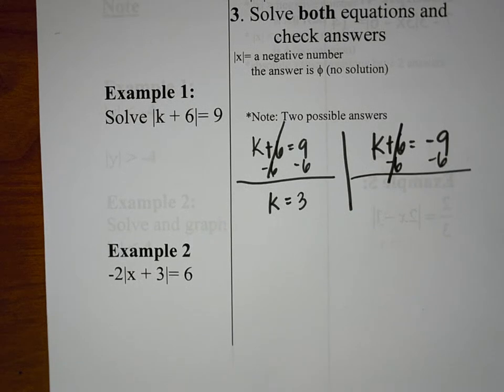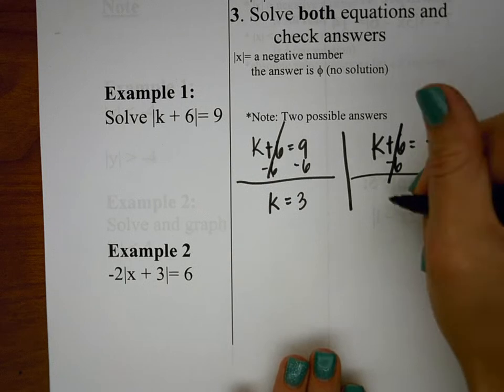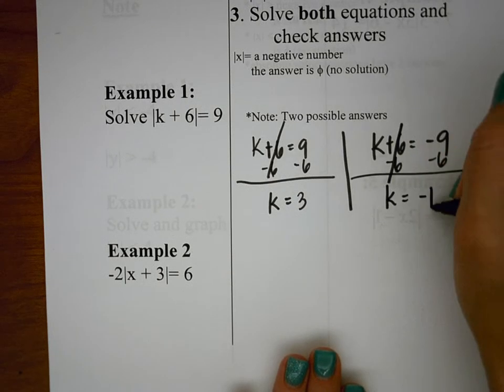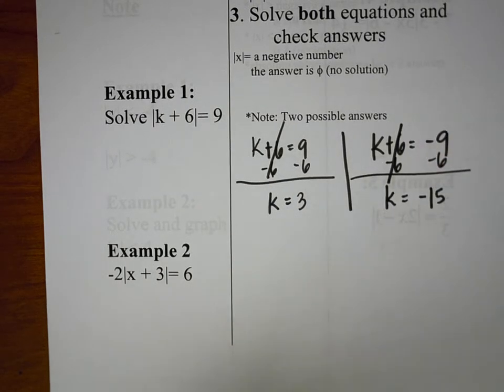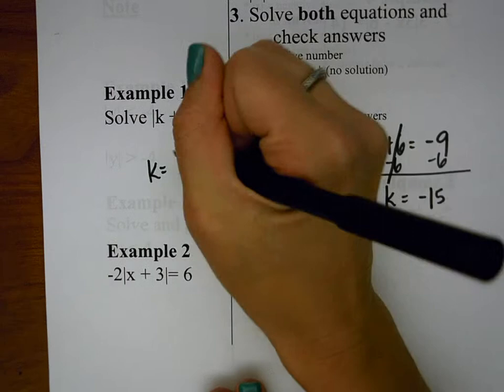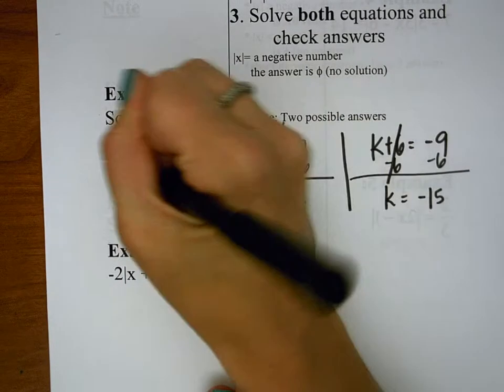It's like you borrowed $9 from your parents and you're like, can I have $6 more? And they're like, yeah, but they add the 9 and the 6 together and now you owe them 15, right? So remember, two negatives you add and it stays negative. So those are my two answers. K equals 3 and negative 15.